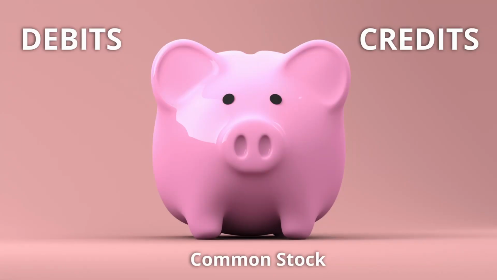All right, so we're going to wrap up with one final example, and that's going to be in the equity section. We're going to take a look at the account common stock. Say we want to increase common stock by $1,000. What would we do? Are we going to debit it or credit it? Let's go back to our mnemonic dealer, DEALER. If you said credit, you'd have this final example correct.